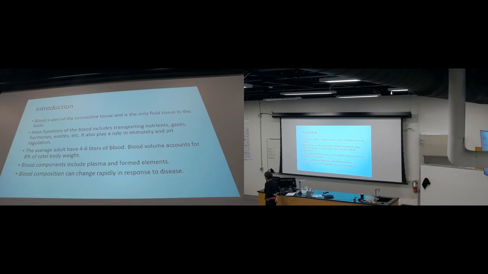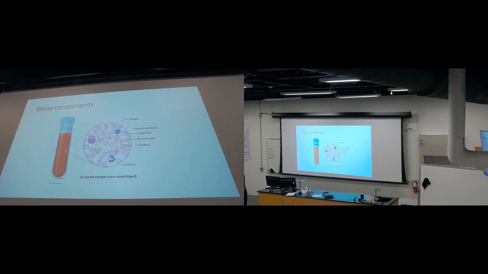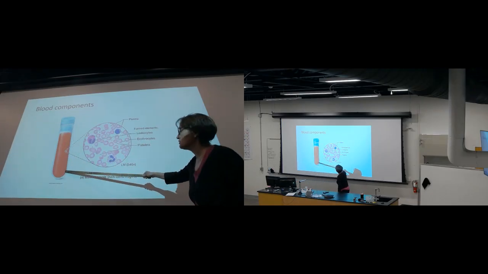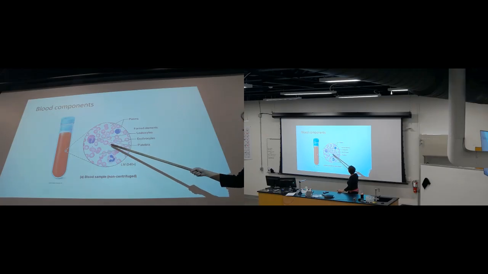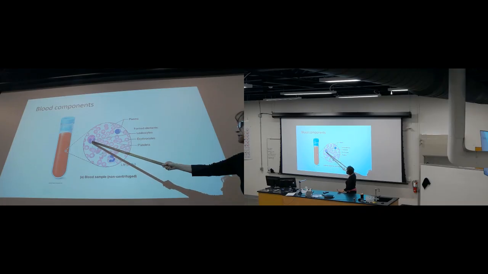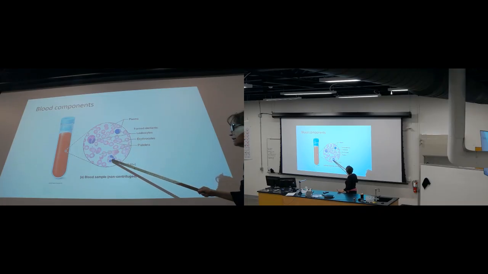And then the blood components, the major components will be formed elements, and a liquid portion, a matrix that we call plasma. And the blood composition can change rapidly in response to disease. So here are the blood components of a blood sample that hasn't been centrifuged. So you have a test tube with a blood sample, you see it under the microscope, and this is what you will look at. So you will look at cells like these ones that are white blood cells.